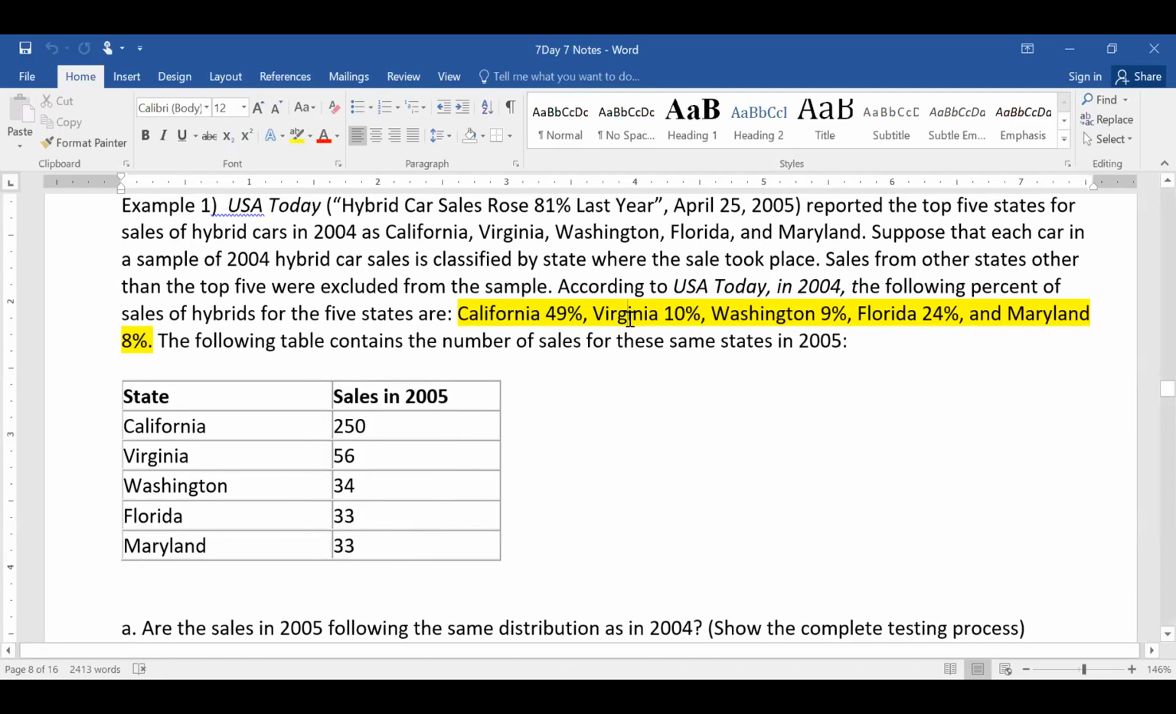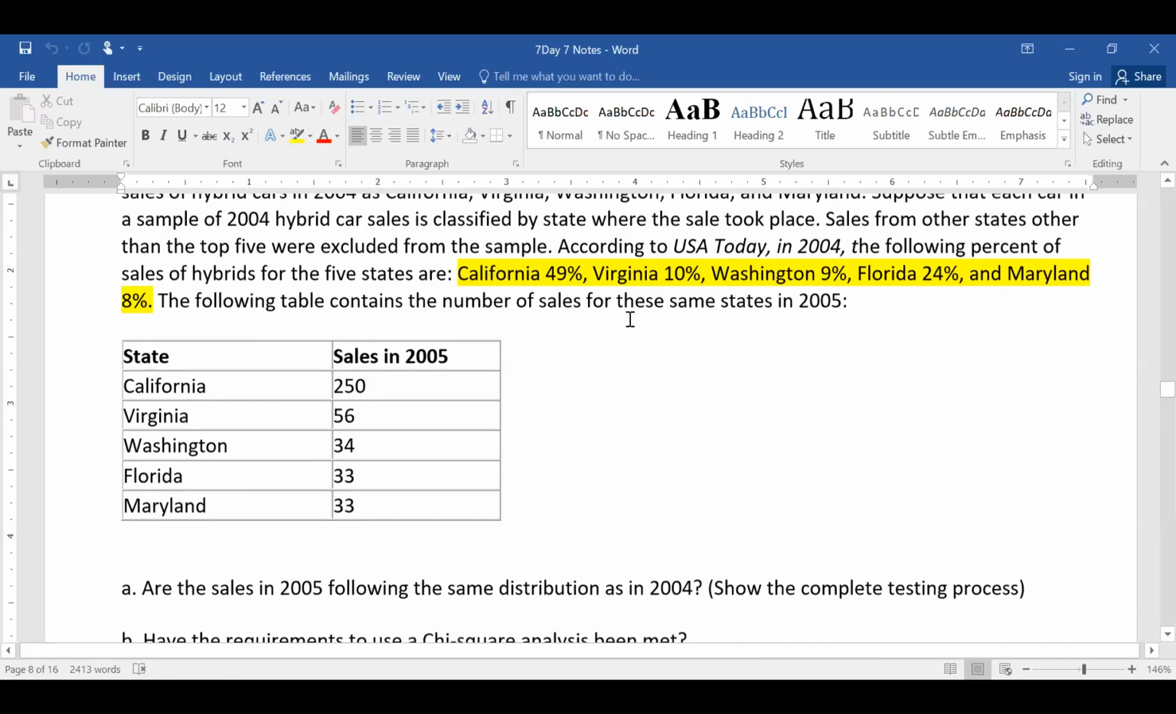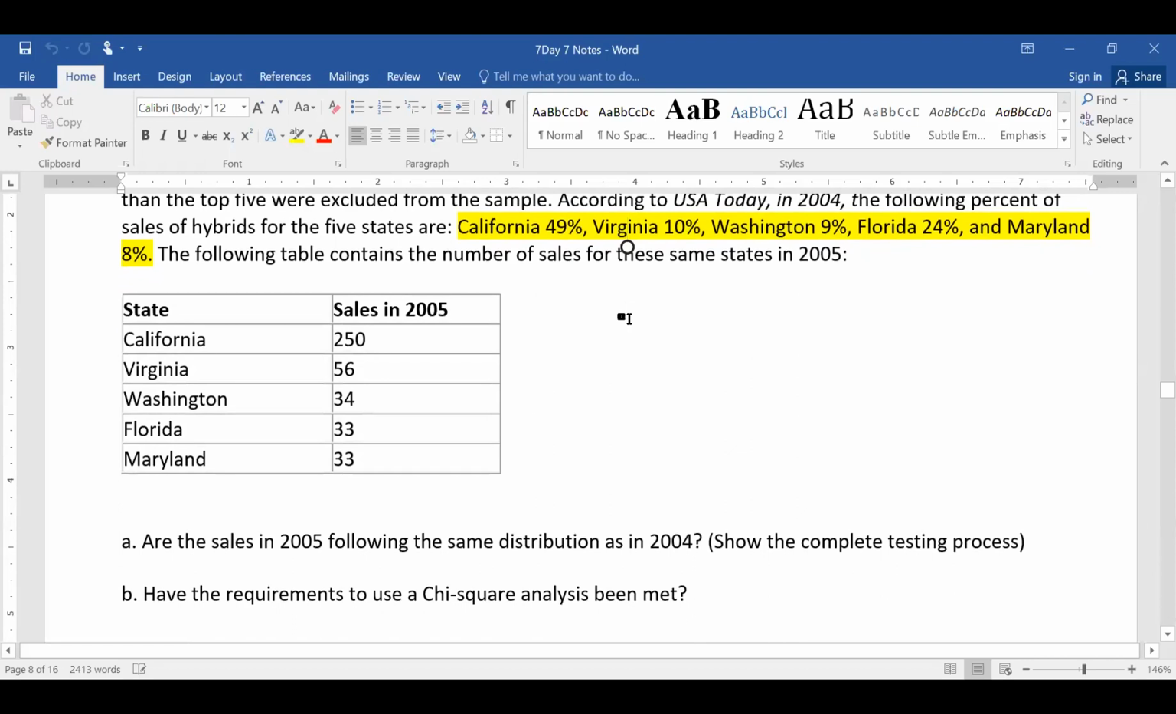Now, remember, we can look at the percentages and see if they're fairly close, but we want to see, are they statistically close? Or is something statistically different? That's what we're really studying. So, are the sales in 2005 following the same distribution as in 2004?